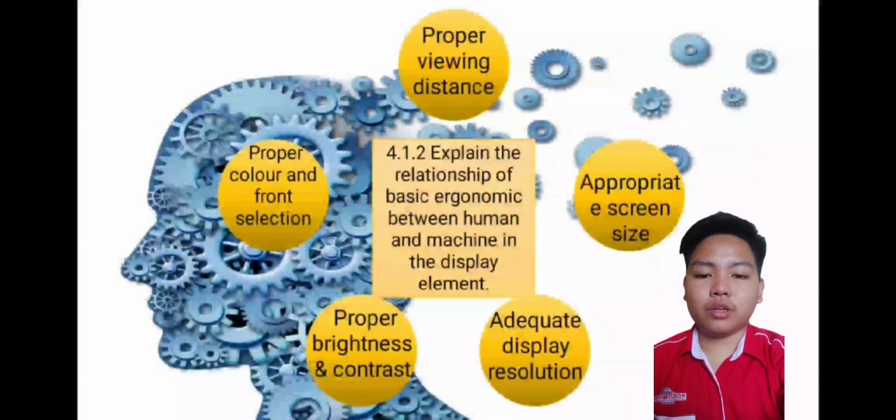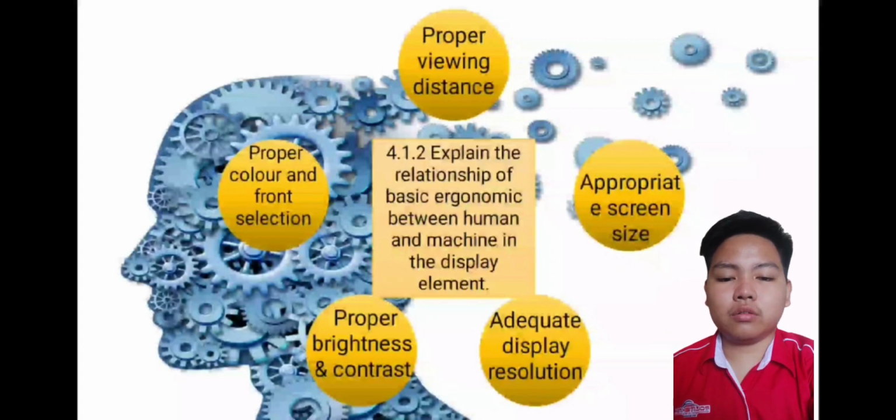Secondly, appropriate screen size. The size of the display should be appropriate for the user needs and the task at hand. Larger displays are better for complex tasks, while smaller displays are more suitable for simple tasks. Third, adequate display resolution. The resolution of display should be high enough to prevent pixelation and ensure that text and graphics are sharp and clear.